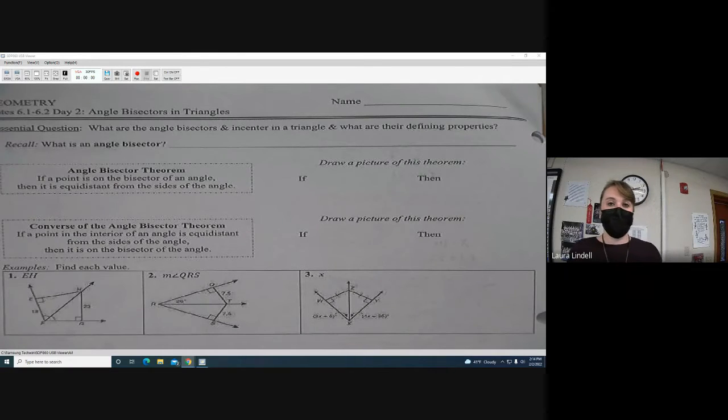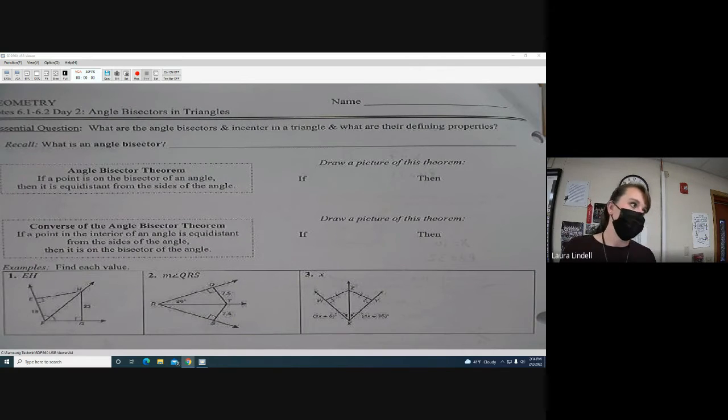All right, everyone. So last time we talked about the circumcenter and perpendicular bisectors and how those are related to each other. Today, we're talking about angle bisectors and incenters and how those are related to one another and some different theorems that we can use to solve for missing things.